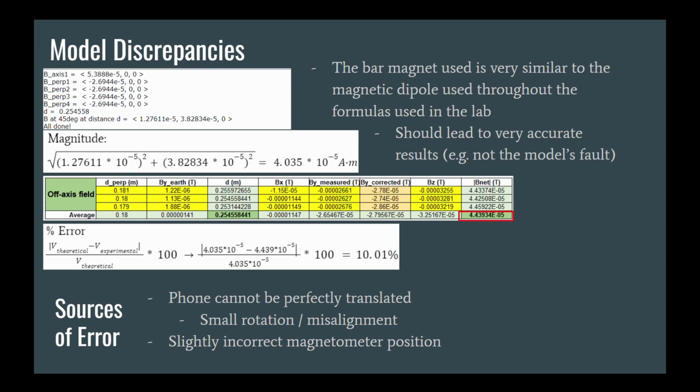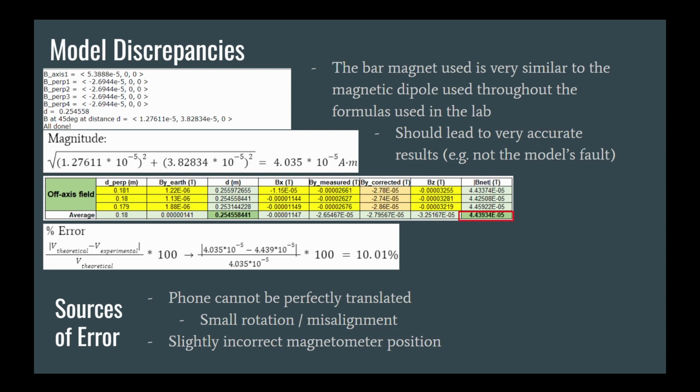In our experimental value, we find it to be 4.439 times 10 to the negative 5th Teslas. This is in the 45-degree experiment, and in our computational model we found it to be 4.035 times 10 to the negative 5th amp per meters. Because the bar magnet is very close to a magnetic dipole, the actual models should be very accurate.